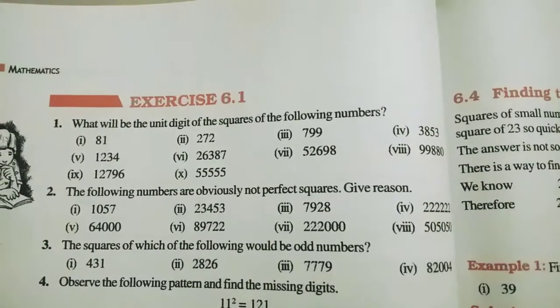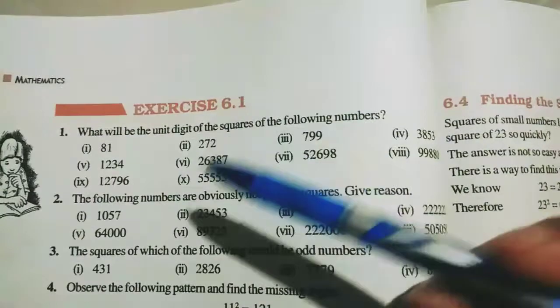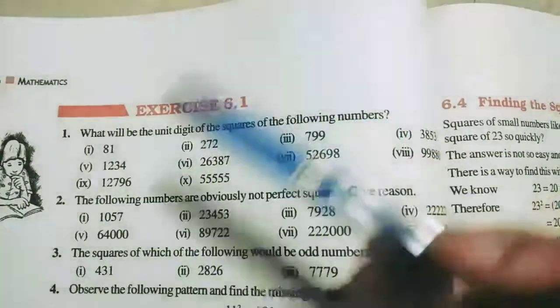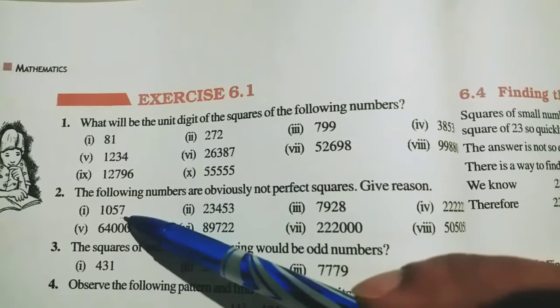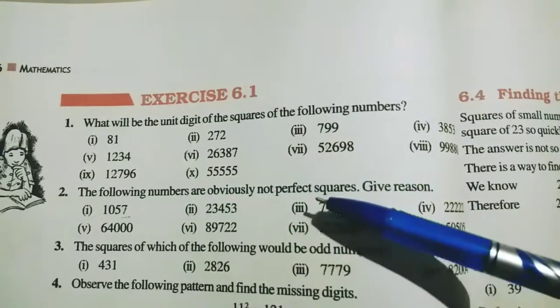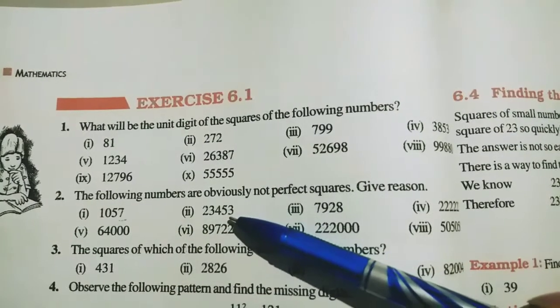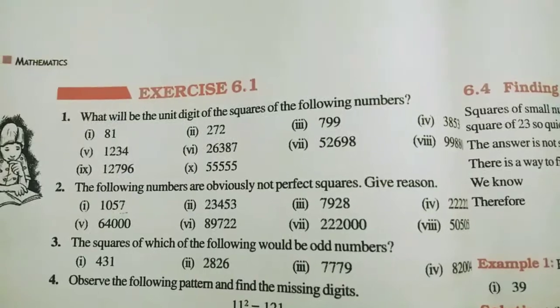I told you earlier, what is the identification of a perfect square? If the unit digit is 2, 3, 7 or 8, then it is not a perfect square. Here the unit digit is 7, so it is not a perfect square. You have to write the reason. All are not perfect squares, because this one has 7 as unit digit, another has 3, another has 8, so none is a perfect square. You have to write it properly.